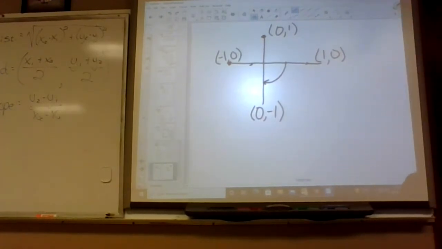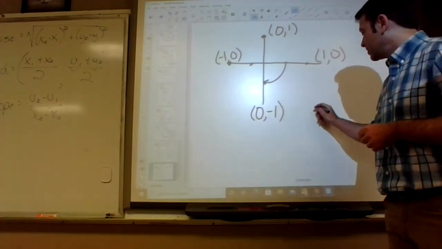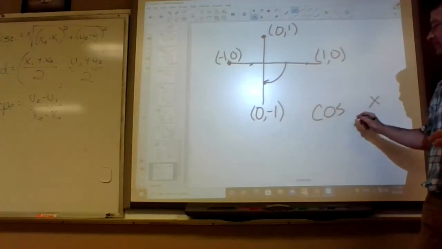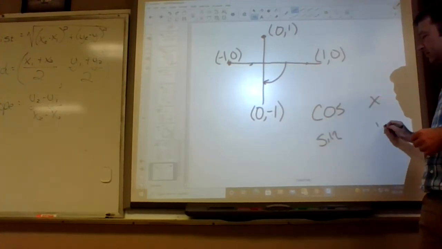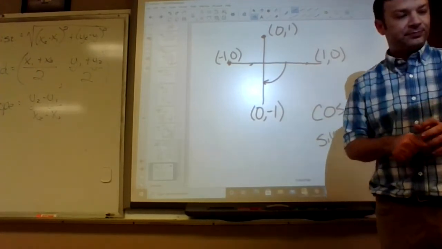Number 5. Sine is y, cosine is x. So it's the same thing. It's in alphabetical order: cosine x, sine y. That might help.